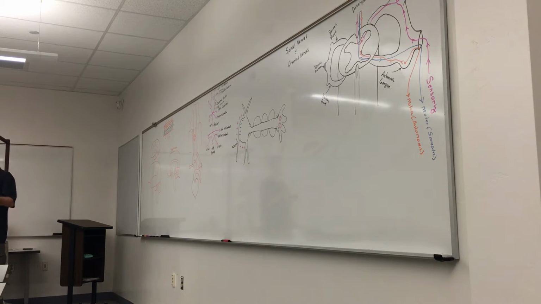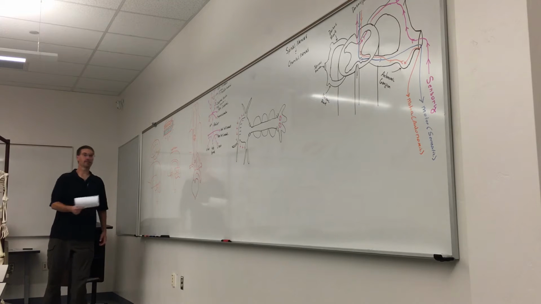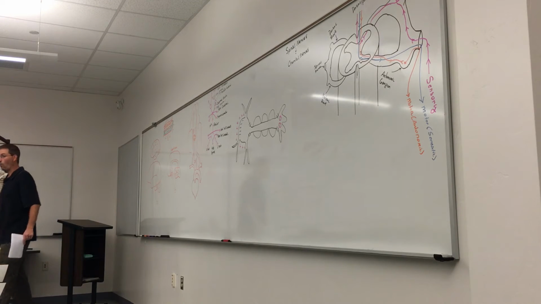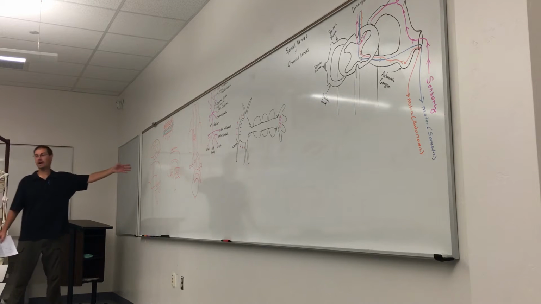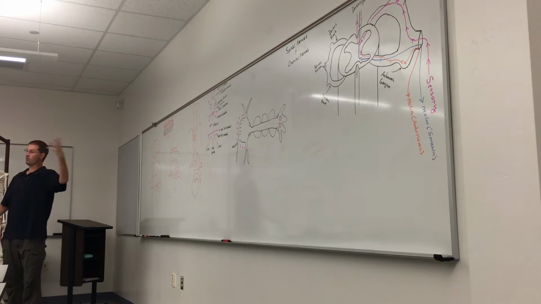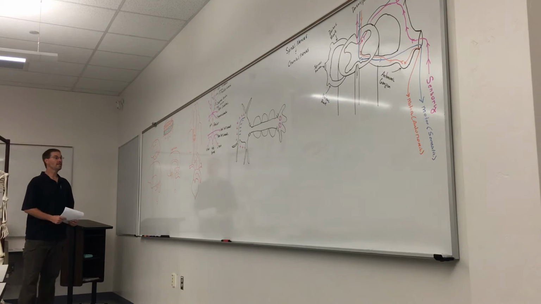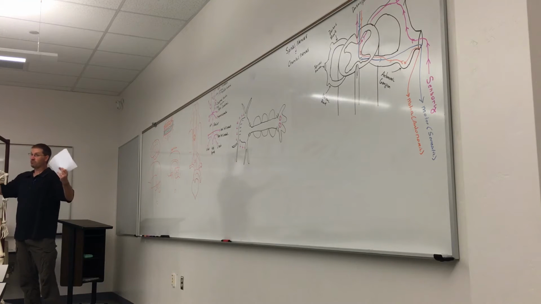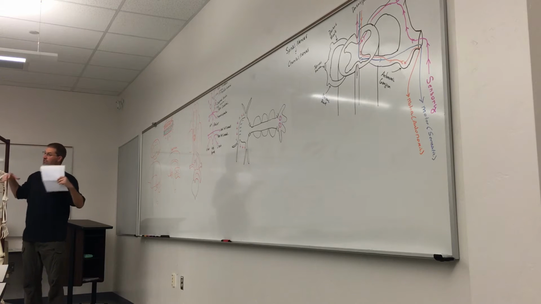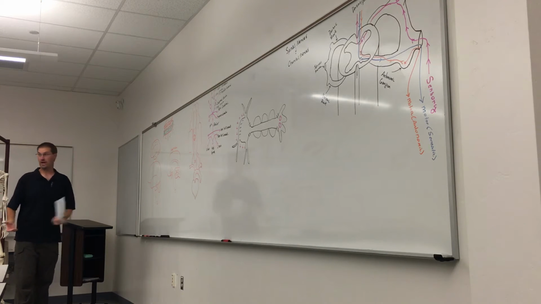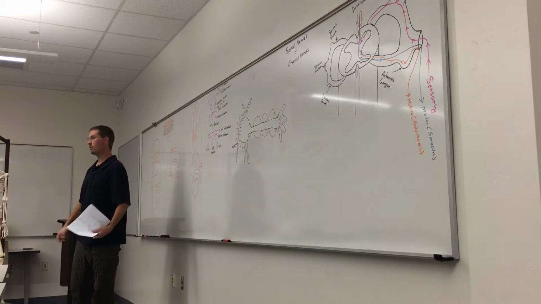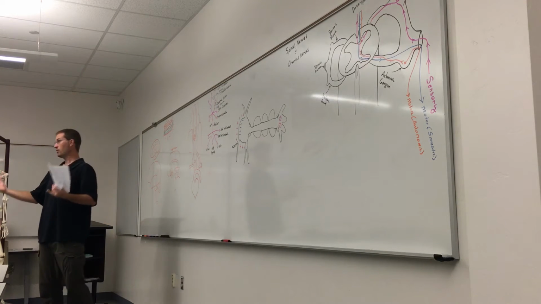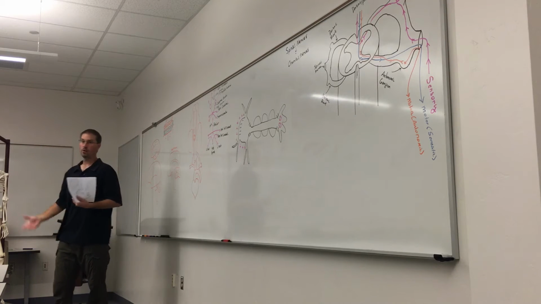It's also where what we say higher functions come from. Those higher functions come from certain areas, and those lower functions or more animal or survival functions come from certain areas. But in general, the nervous system really comes down to the brain, the spinal cord, and all of the neurons or nerves that come off of the brain and spinal cord.